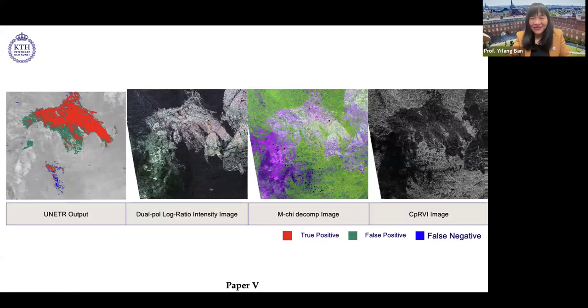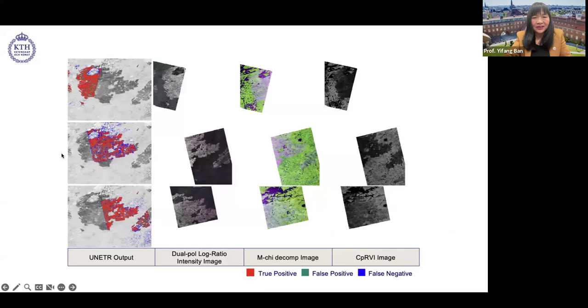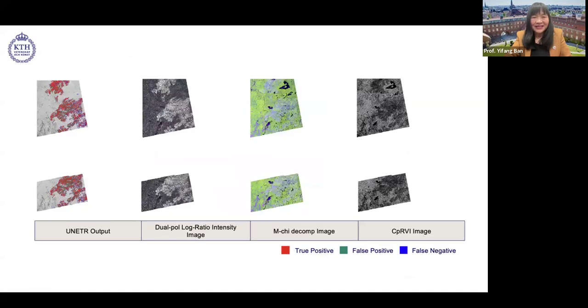So here are some visualizations of the result, and also the decompositions, this log ratio, then the decompositions, and these are the UNet output. You can see the challenges we have: some patches here, some patches there. They're not very consistent.